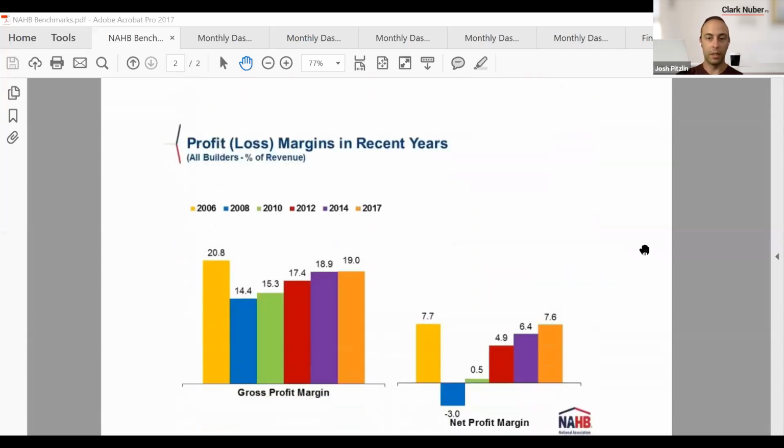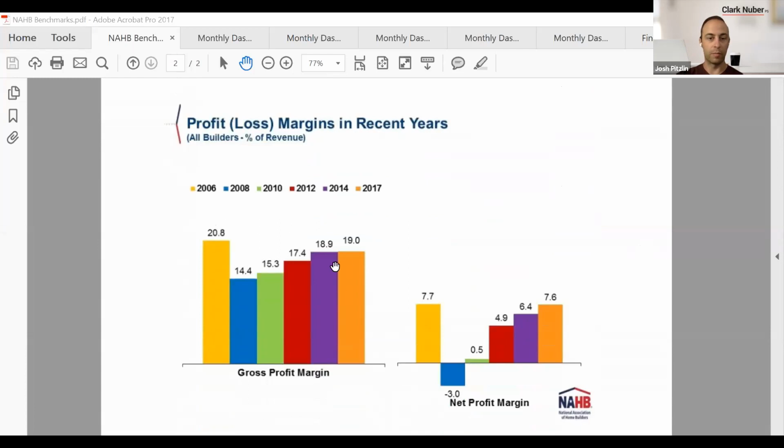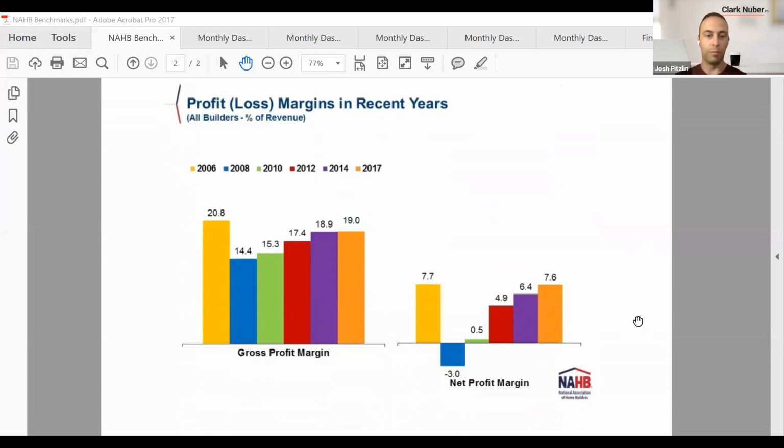Likewise, this is what gross profit margin and net profit margin have been over the course of time for home builders. So as you can see, before the crash, things were great. After the crash, things were really, really tight and really hard for both gross profit margin, and net profit margin was awful for a while. This was not the industry to be in 2008, but have since, again, rebounded.